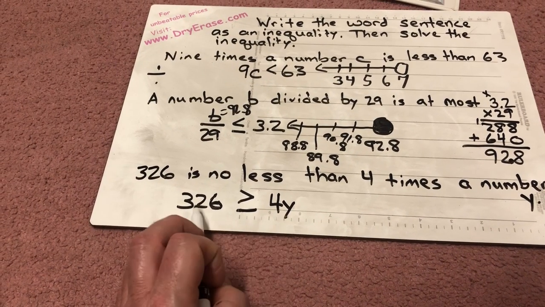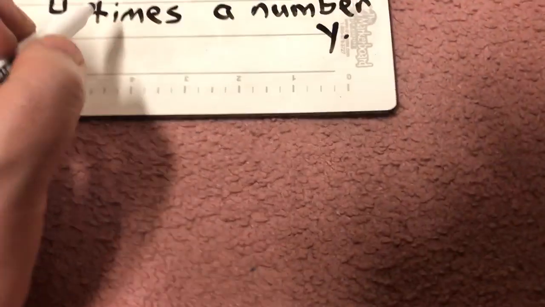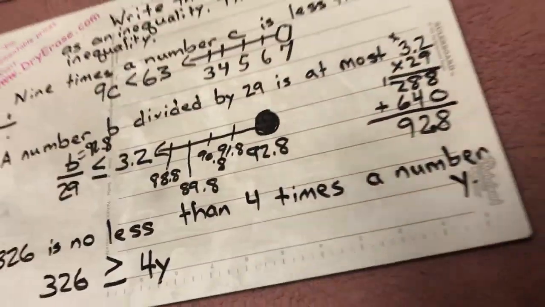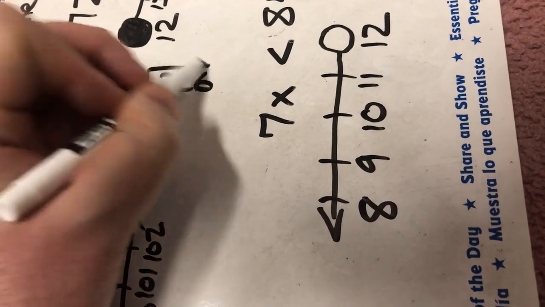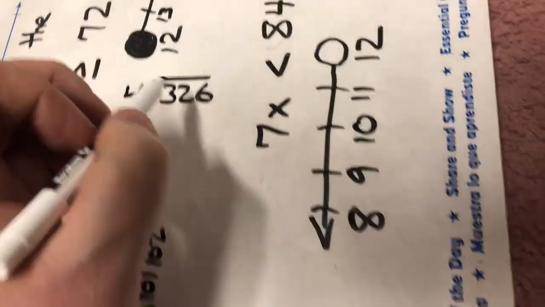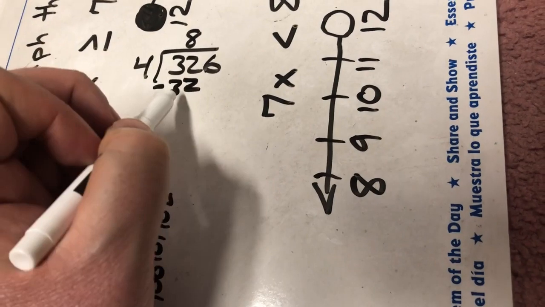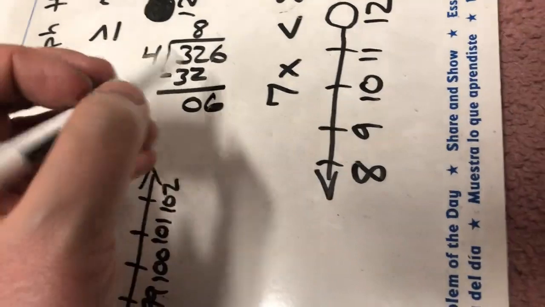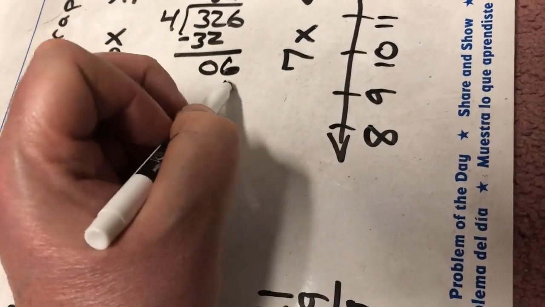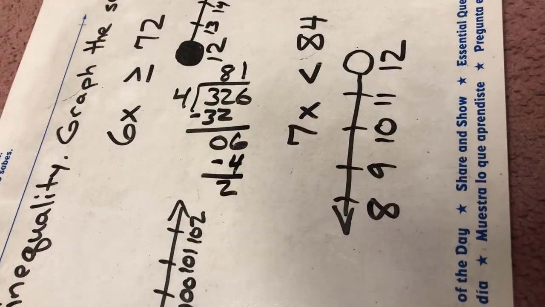Now to isolate the y, I've got to divide both sides by 4. Let's do 326 and divide that by 4. Well, I know 4 can't go into 3, but it can go into 32 8 times. 8 times 4 is 32. 32 minus 32 is 0. You bring the 6 down. 4 can go into 6 once. 1 times 4 is 4. 6 minus 4 is 2. Now, we are not going to say that this is 81 remainder 2.